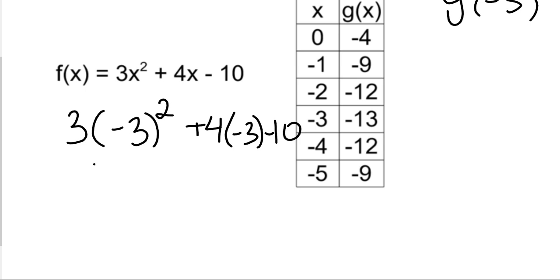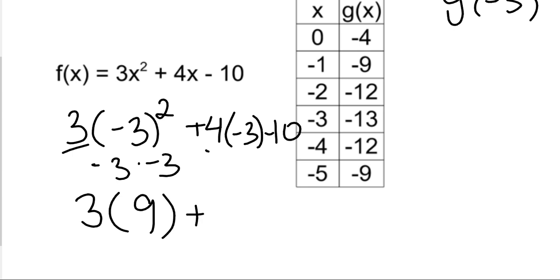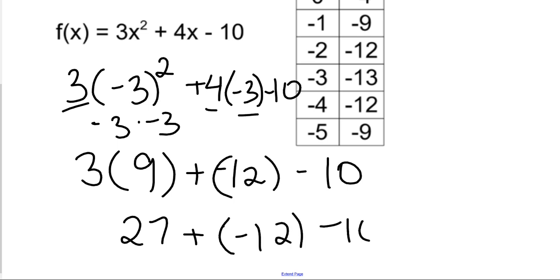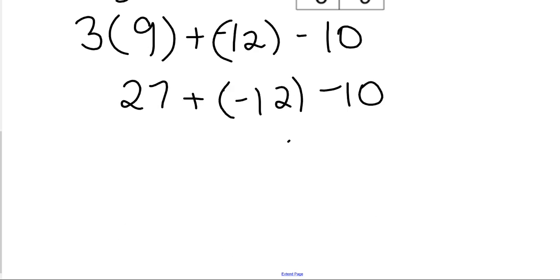Okay, (-3) squared means -3 times -3, so that's positive 9. We still have the 3 on the outside, so we have 3 times 9. And then 4 times -3, positive times negative, is going to be -12. And we have minus 10. Okay, let's continue simplifying. 3 times 9 is 27. So 27 and -12 minus 10. 27 plus -12 is like 27 minus 12, which is 15.